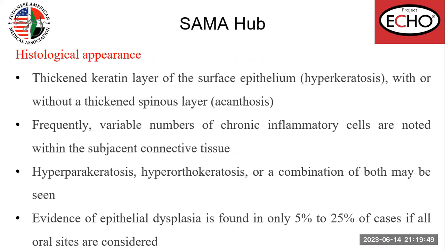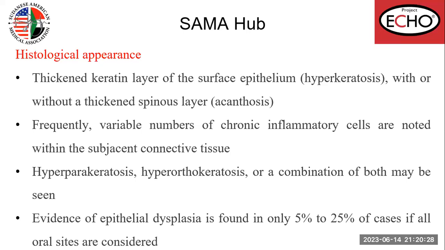So the histological appearance of leukoplakia, we always notice from the thin type to the very thick verrucous type, there is a thickened keratin layer of the surface epithelium, which is called hyperkeratosis. So there is an increased production of keratin with or without a thickened spinous layer, which is the layer under the corneated surface of the epithelium. And if we have a thickened spinous layer, this is called acanthosis. So we have always hyperkeratosis with or without acanthosis.